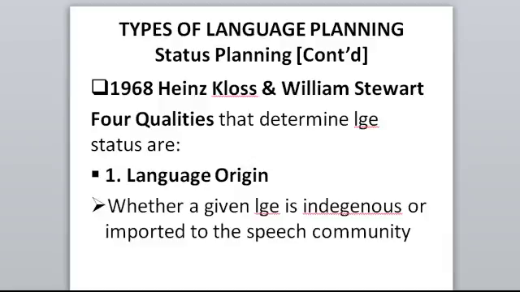Now, to continue on that one, let's consider Hens and Close and Williams Stewart in 1968. Hens Close and William Stewart consider four qualities that determine language status. And these qualities, which typically determine language status, are 1. Language origin. This language origin is whether a given language is indigenous or imported to the speech community.